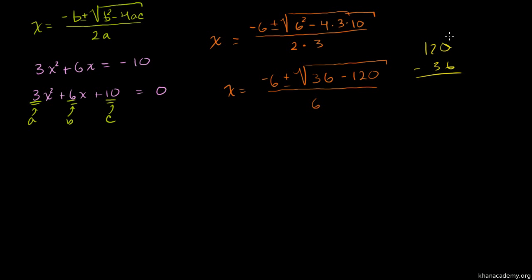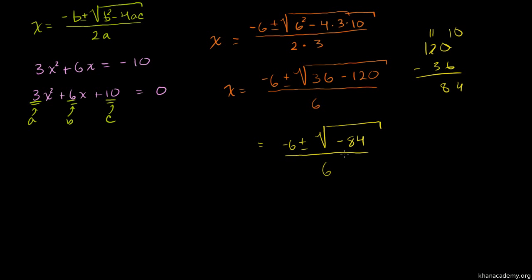That's 84, if I'm doing 120 minus 36. We make this into a 10, then this will become an 11. This is a 4. It is 84. So this is going to be equal to negative 6 plus or minus the square root of, but not positive 84. That's if it's 120 minus 36. We have 36 minus 120. It's going to be negative 84. Negative 84. All of that over 6.